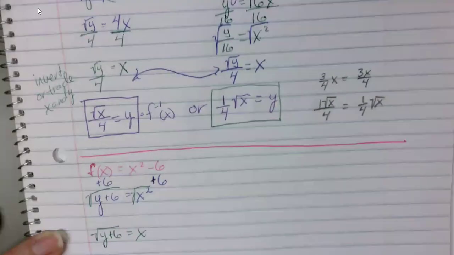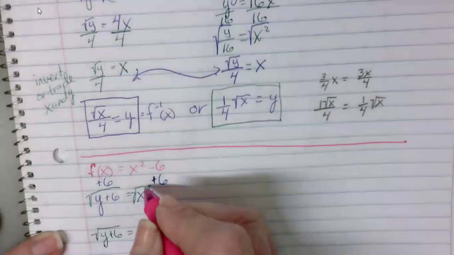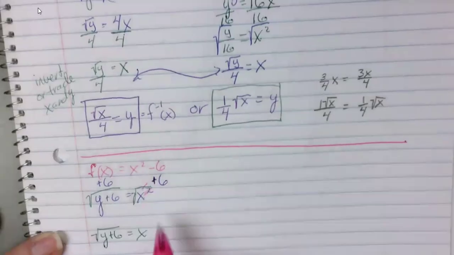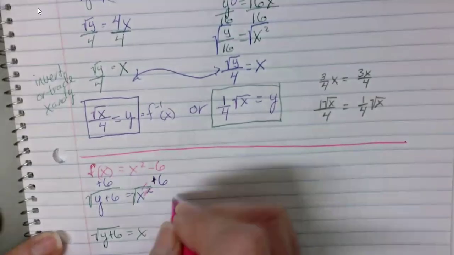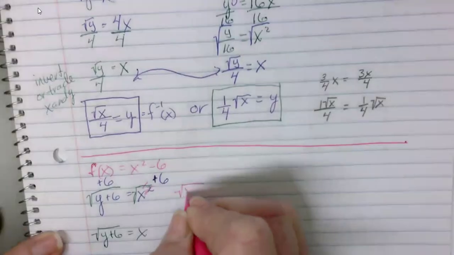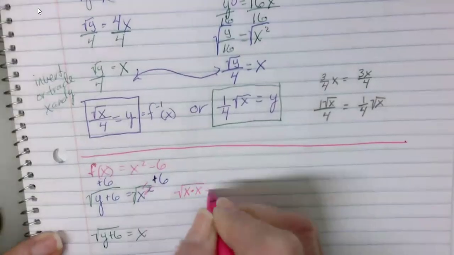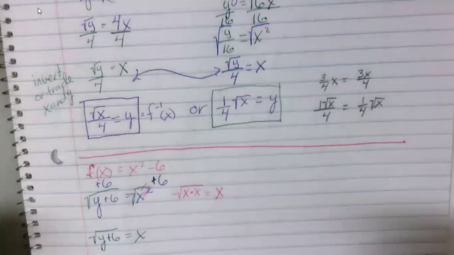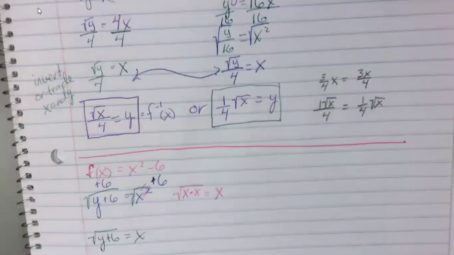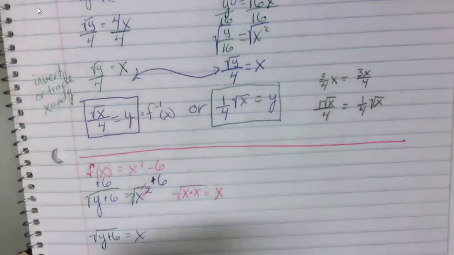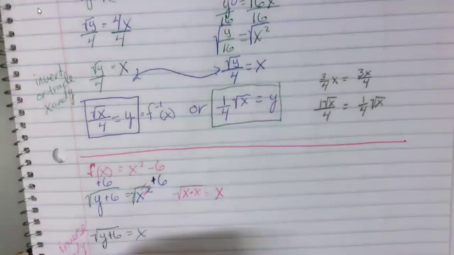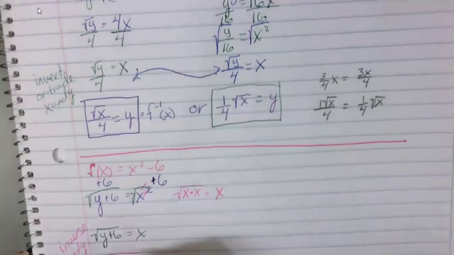Because when you have something squared and you're taking a square root, it's like those two things cancel each other out, and so we're left with just the x. Because the square root of x squared would be x times x, so that answer will be x. So it's like the square and the square root are opposite operations. Okay? Now we inverse the variables, right? Inverse x and y. So we get the square root of x plus 6 equals y.